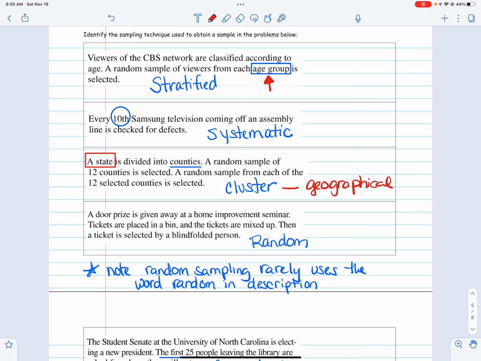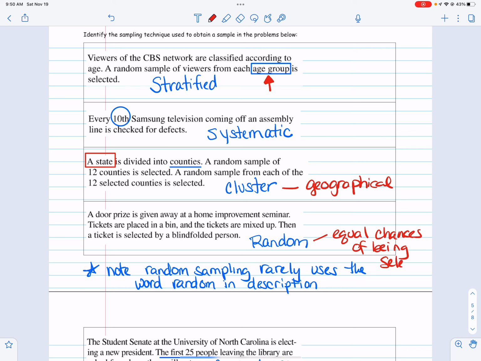And now, oddly enough, a lot of times when they do these samplings and they put these examples in your homework and assignments, they often say random, okay? And I'm going to give you a hint that random sampling is usually not labeled with the word random in the example. Random sampling has to have equally likely chances of being selected.